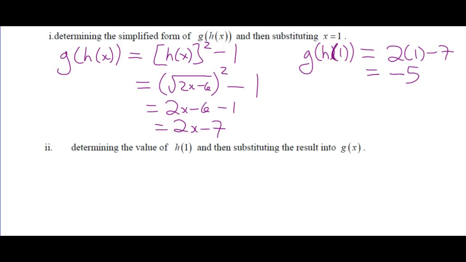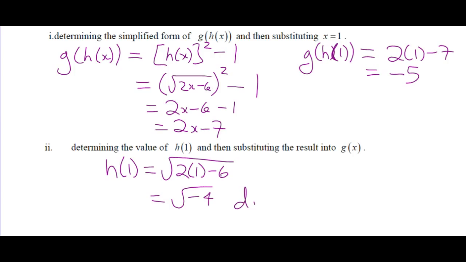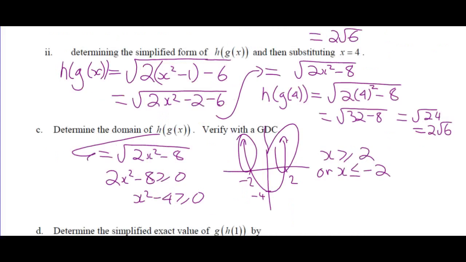Okay, so what we did was we determined the simplified form of the composition of the function, used it to evaluate. Now, determine the value of h of 1 and then substitute the result. So h of 1 is equal to the square root of 2 times 1 minus 6, which is the square root of negative 4. That's a problem. So h of 1 doesn't exist. Now g of h of 1 apparently does exist, right? We worked it out. But h of 1 doesn't exist, so we should never have been able to put h of 1 into g, because the function g cannot accept a value of 1, right? We said that right up at the top.